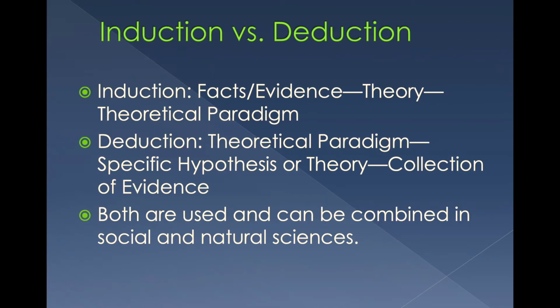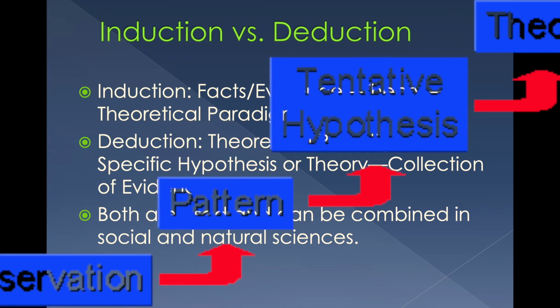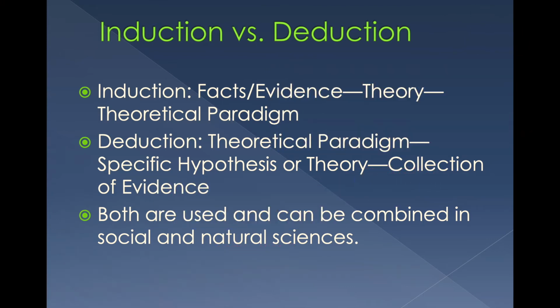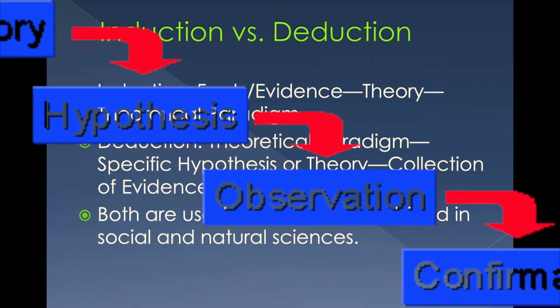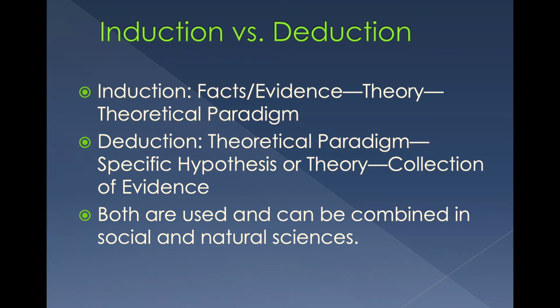Induction and deduction. We should understand how theory and research relates. And there's 2 different strategies for relating theory and research. Induction, which means going from the specific to the general. Or more precisely, induction means starting with facts or research, evidence, and generalizing a theory from that. Deduction means proceeding from the general to specific. So starting with a theoretical paradigm, deriving a more specific theory from it, and then collecting research or evidence to test that theory. Both of these approaches can be used and combined.